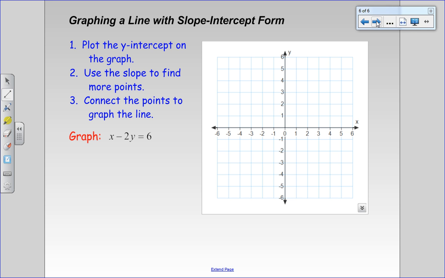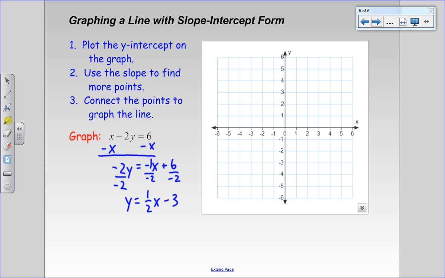Let's look at one final example. In this case, we're graphing the equation x minus 2y equals 6. Once again, this equation is not in slope-intercept form, so we'll isolate y by subtracting x from both sides. So we have -2y equals -x plus 6. Then we divide both sides by -2. So we have y equals -1x over -2, which would simply be 1/2 x. And then plus 6 over -2, which is -3.